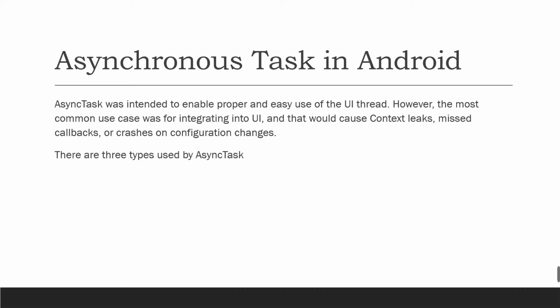There are three types used by AsyncTask: params, progress, and result. Params, it represents a parameter sent to the AsyncTask. Progress, it represents the progress units published during the background computation. Then result, it represents the result of the background computation.